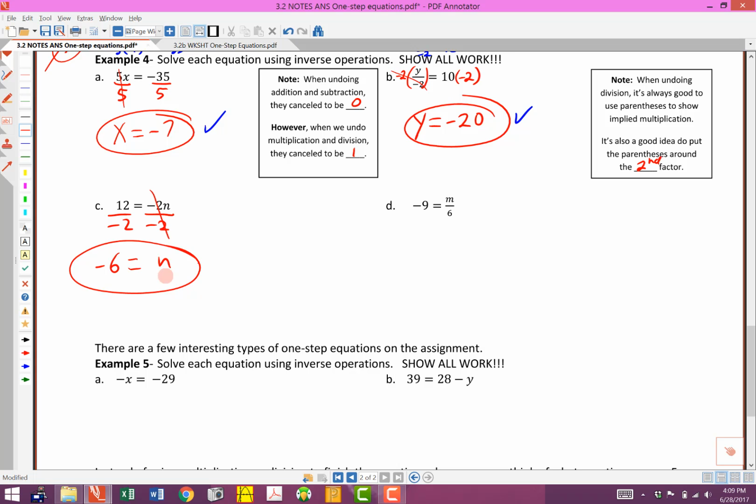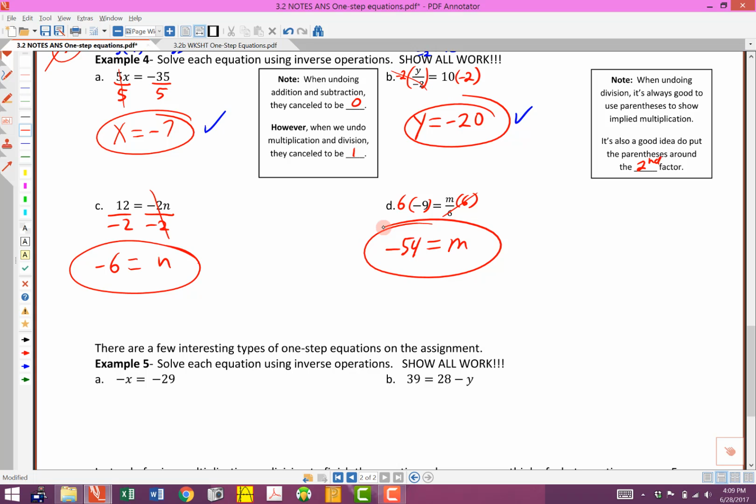or the right. So on this one, we need to undo dividing by 6. So I'm going to times by 6, and notice that I'll put the second factor on each side in parentheses. So those are going to cancel to be a 1. So I'm going to have an m on this side, which is what we want. We want the variable all by itself. And then over on this side, I have 6 times negative 9, so that's negative 54. So the answer is negative 54 on that particular one.